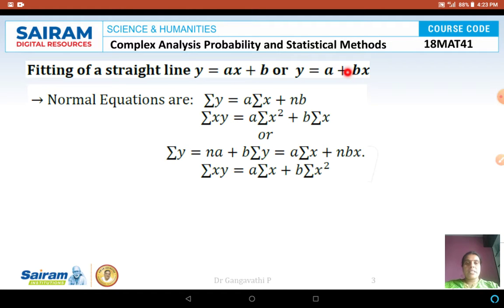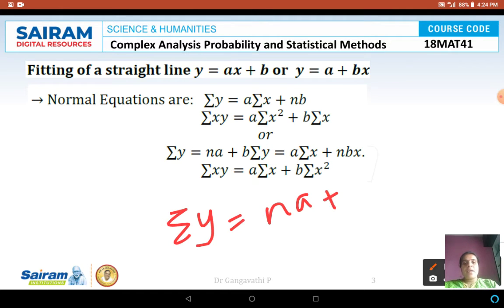What if we consider the other form, y is equal to a plus bx? The same procedure can be applied here. Take summation throughout, then it becomes summation y is equal to n into a plus b into summation x.